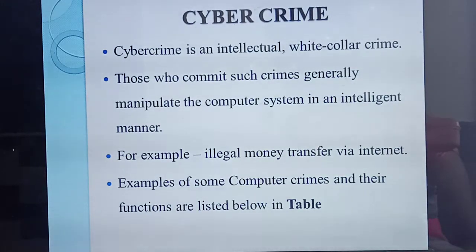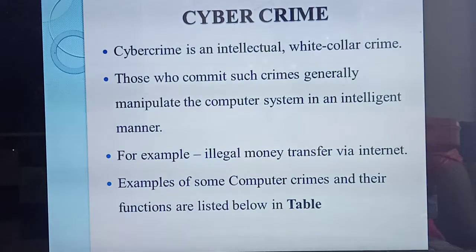The person who commits such a crime does it in a very, very intelligent manner. The best example, which you might have seen in movies, is illegal money transfer. For example, your account has a balance of nearly 1 lakh. Without your permission, unknowingly, a particular person is transferring money from your account to some other account. That is an illegal money transfer. Such crimes we call what?